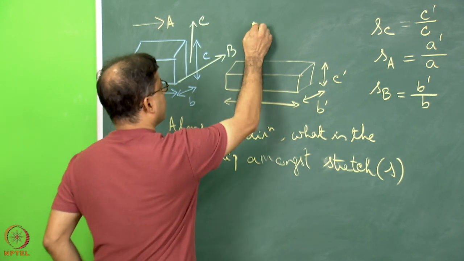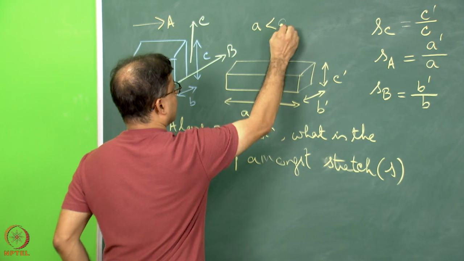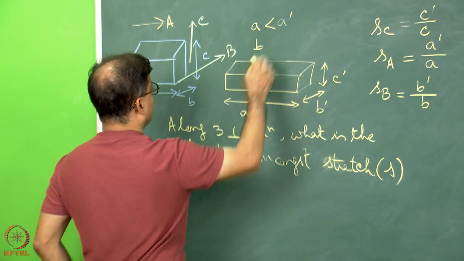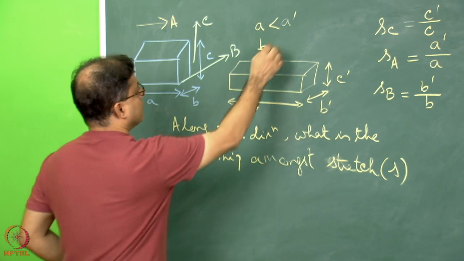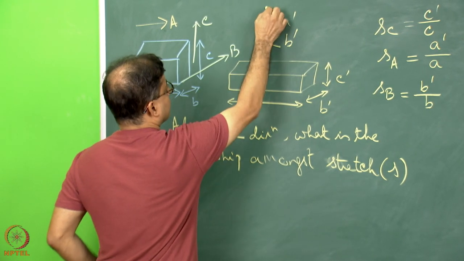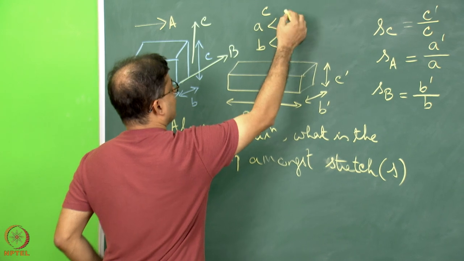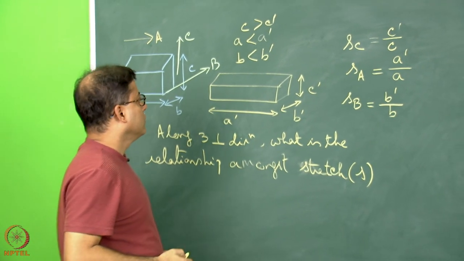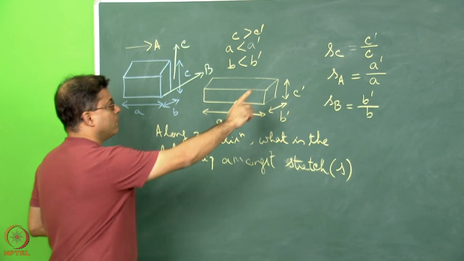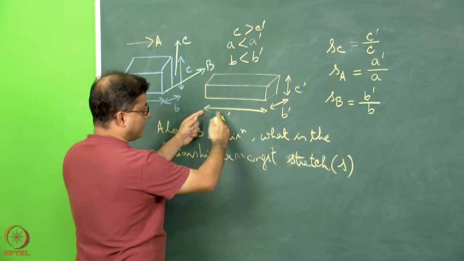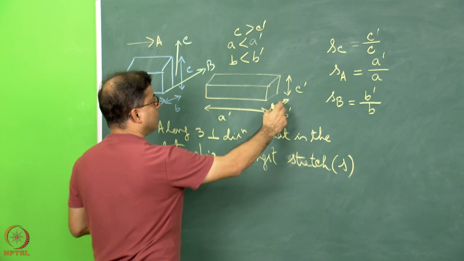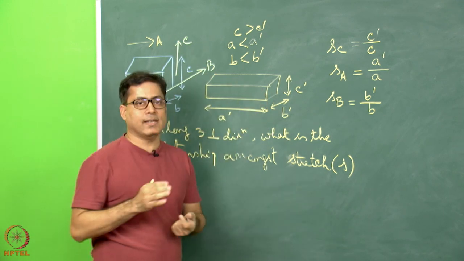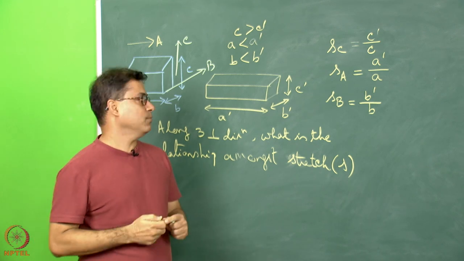What I mean here is that B dash has increased and C is more than C dash. So although I am using the word stretch along A, I understand the length has increased. Actually along the C direction, capital C direction, the length is actually reduced, so shortening has taken place.